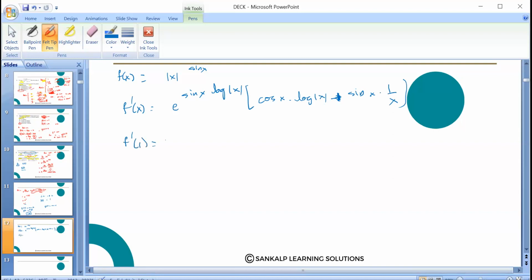f dash of 1 will be e power 0, because log 1 is 0, plus sin 1. That is just sin 1. Now f of minus 1, what is f of minus 1?